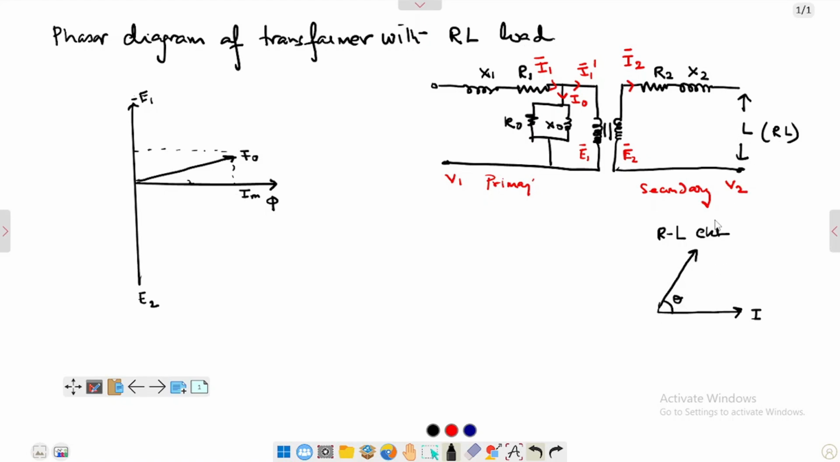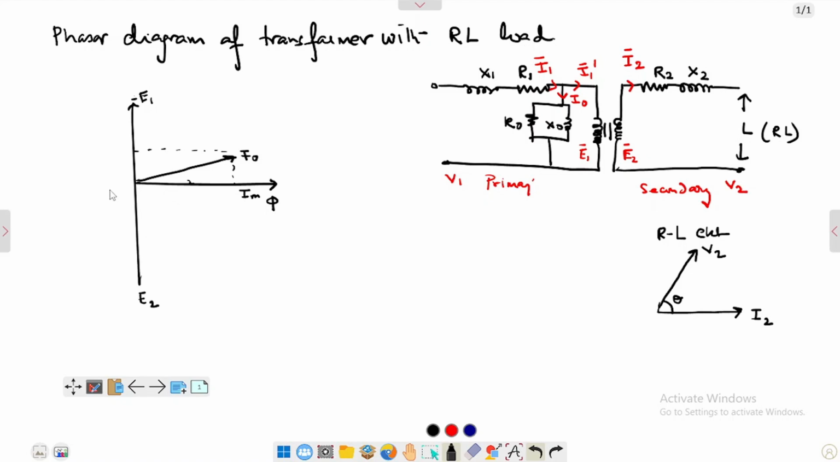And here, this is in the secondary side. So this is my V2 and this is my I2. So my V2 and I2 are in this secondary side. This is my secondary side and this is my primary side. So first of all, remember that this is a lagging circuit. So the current will always lag behind the voltage.